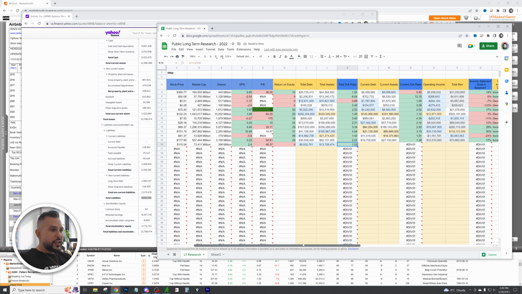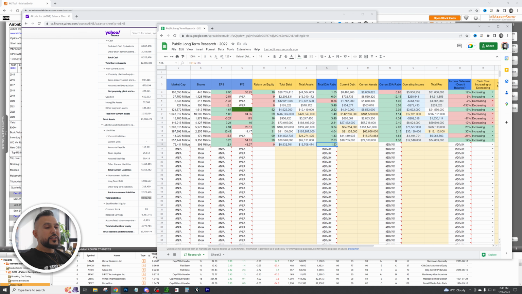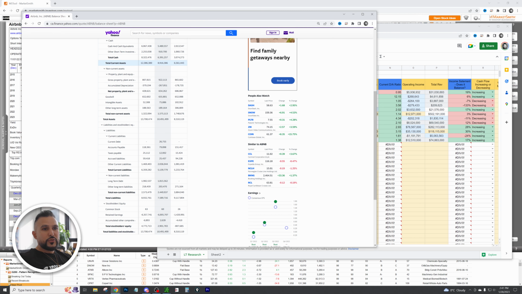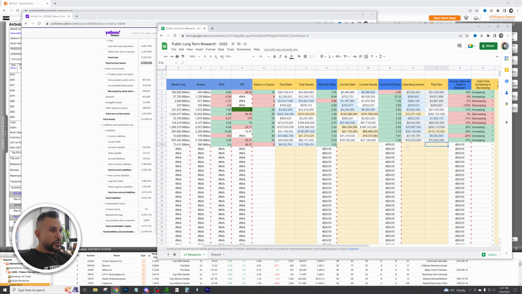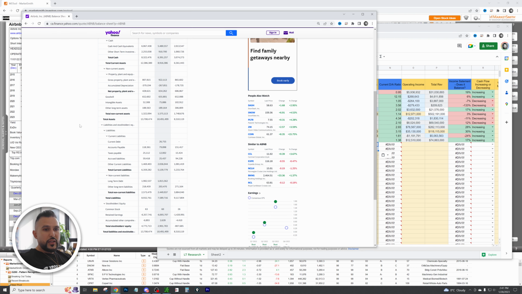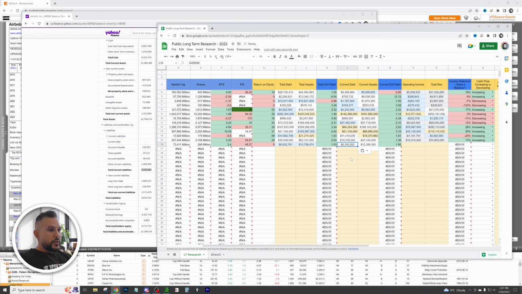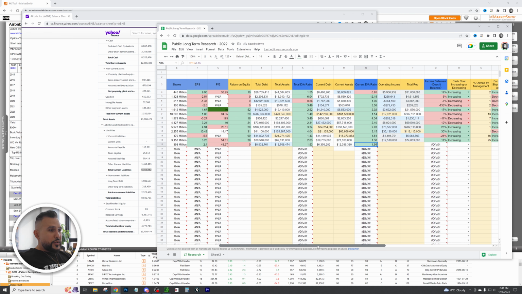Let's go. All right, next, we're going to go into current debt and current assets. All right, so this is what we're looking at. Total current assets is right there. We're going to put that right here. And then we're going to go to total current liabilities, and we got that right there. Right, boom. So another green figure. So far so good on AirBNB.